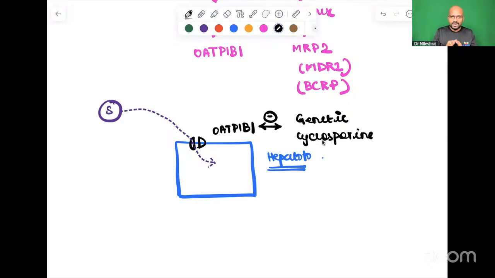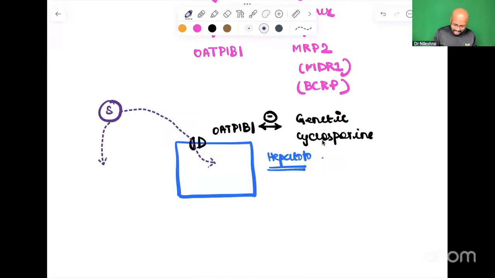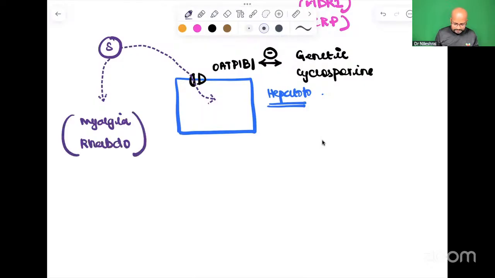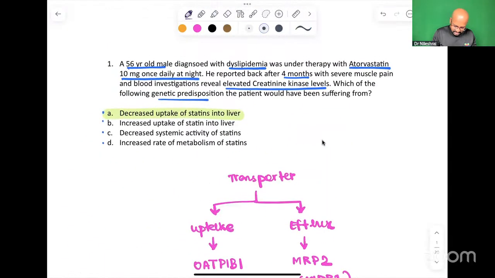Whenever this transporter is inhibited, what will happen to statins? Statins will accumulate inside the blood. Those statins getting accumulated in the blood cannot gain entry into the liver cells. Instead, they will gain entry into the muscles. Thereby, they will start producing myalgia and rhabdomyolysis.